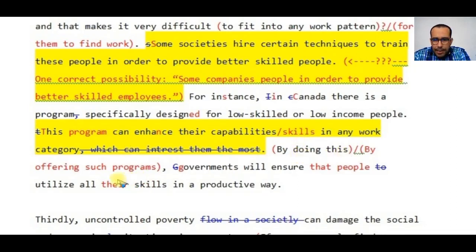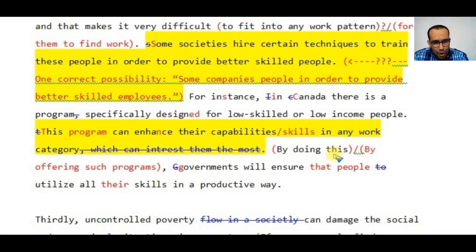By doing this, that is, when you say by doing this, it's not clear. As a reader, I may not be able to understand what you are referring back to, and therefore you need to be explicit about what you are talking about. So instead, you should have said, by offering such programs, because earlier, remember, in the previous sentence and the one before it, you were talking about some kind of program, okay? And therefore, no problem if you refer back to the program by name again.